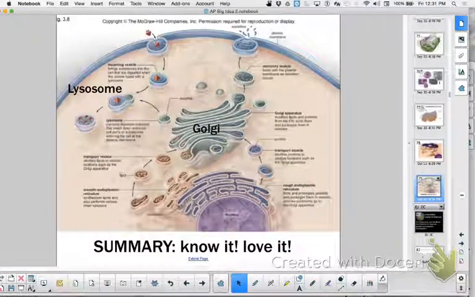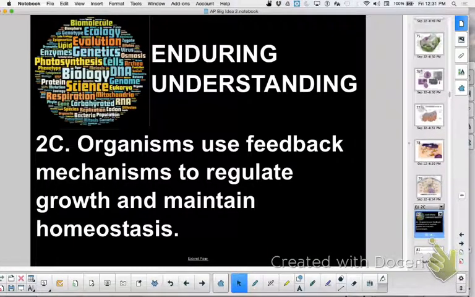And my friends, you just finished an enduring understanding, and we'll pick up with this one next time. Good job. Where's the stapler?